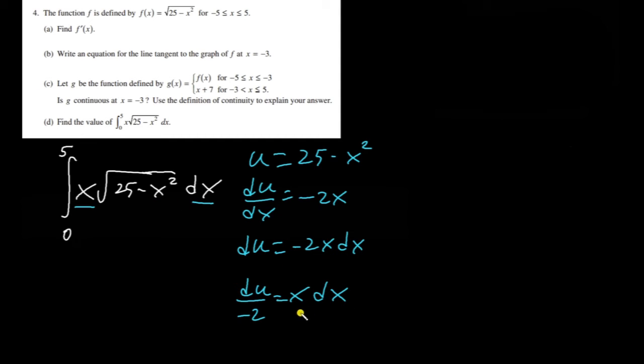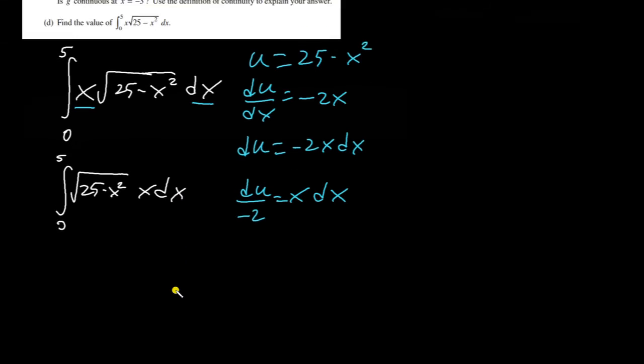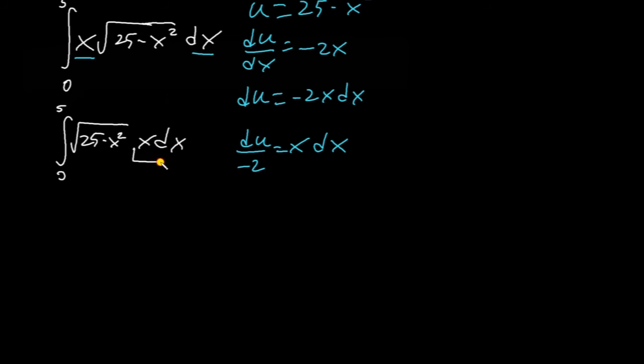Okay? So what I can do is take this x dx and replace it with du over negative 2. To make it a bit more clear, maybe this will help you. I can rewrite this as 25 minus x squared times x dx. And now it's pretty obvious, I can take this x dx and replace it with this du over negative 2, since they're equal, right?